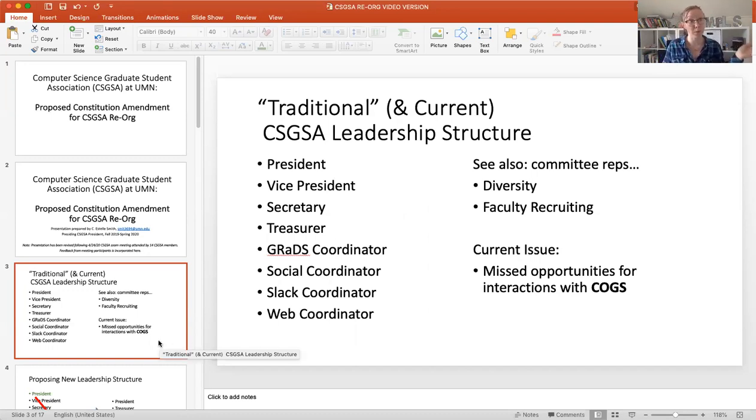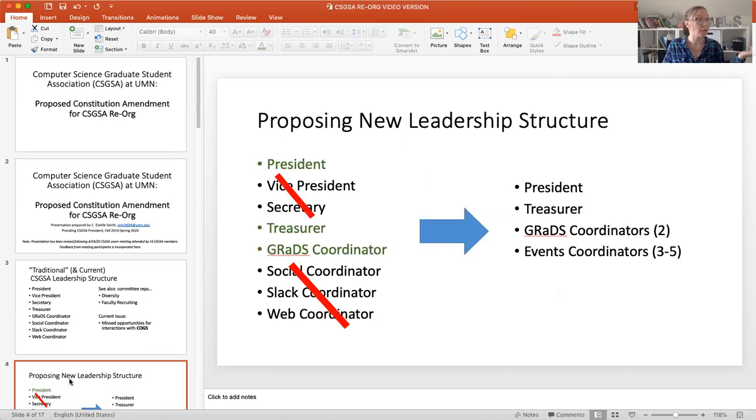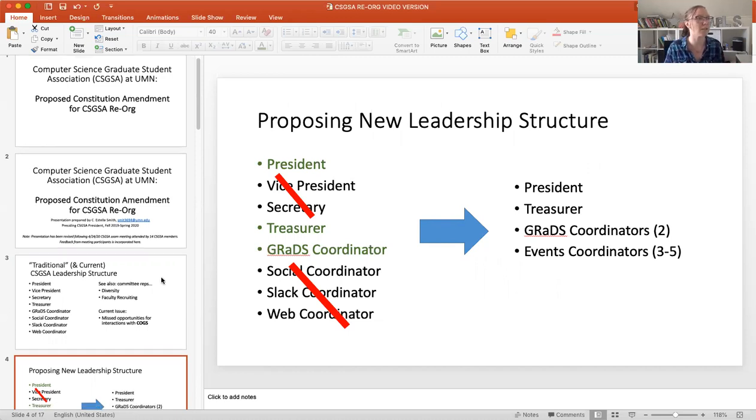So what we're proposing right now is that we move from the traditional structure to more of a shared leadership structure. So we'll be saving some of the positions, including president, treasurer, and the grads coordinator, but kind of flattening out responsibilities to be shared among some of the other CSGSA officers to make this a little bit more feasible to run as an organization.